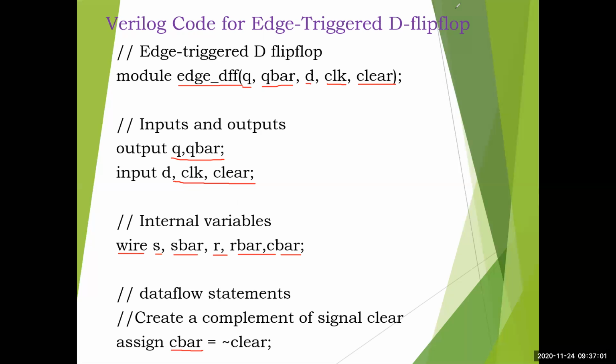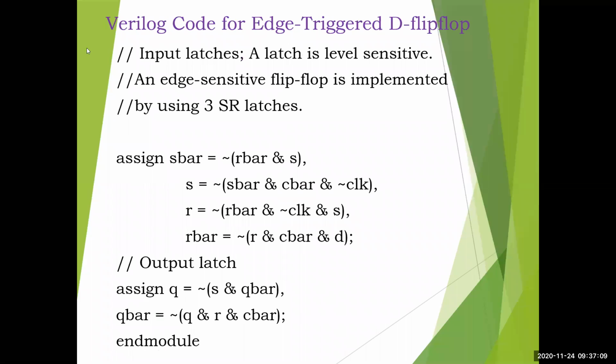Okay, fine. So we'll go to the next one, where we will write the complete NAND gates implementation. So input latches: a latch is level sensitive. The edge sensitive flip-flop is implemented by using 3 SR latches. One SR latch means 2 NAND gates cross connected. So since there are 3 SR latches, you have 6 NAND gates. That part of the implementation we will begin.